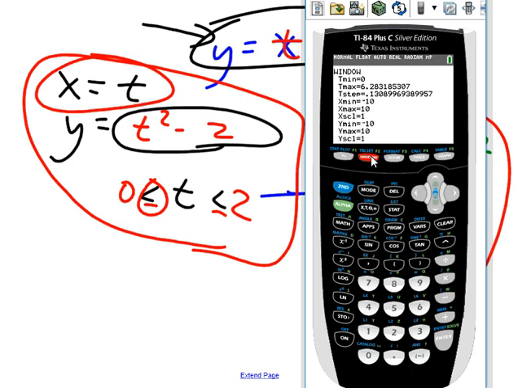Standard zoom brings you to a T-min of 0 and a max of 6.28. That's not what the problem said. It would be wrong if you graphed it that way. We were supposed to only go from 0 to 2. So now I can go back and look at what it really looks like. Oh, that is quite different. So be careful. If you use zoom 6, it will change your domain.